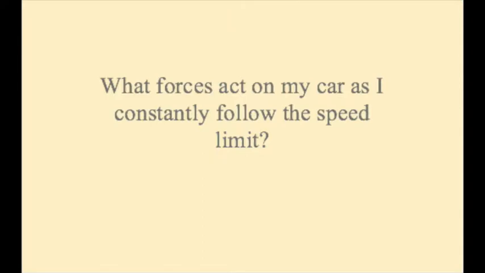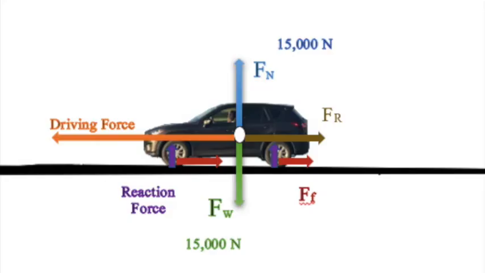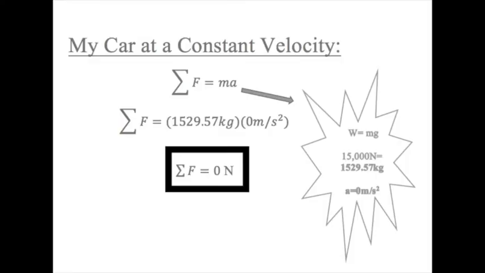What would the sum of forces look like on my car if I traveled at a constant velocity? This free body diagram depicts all of the forces in the system. In applying Newton's second law to my car at a constant velocity, acceleration still equals 0 meters per second squared. This results in the sum of forces in the system equating to 0 newtons.